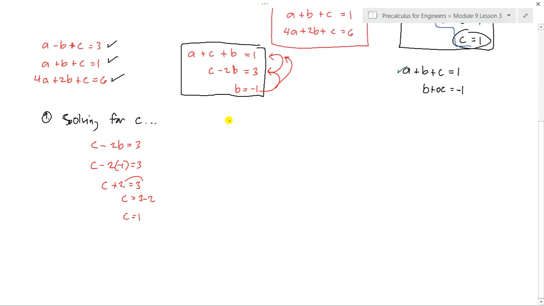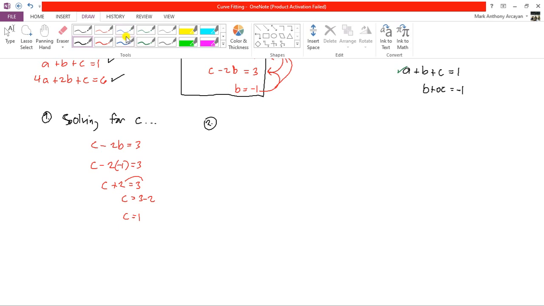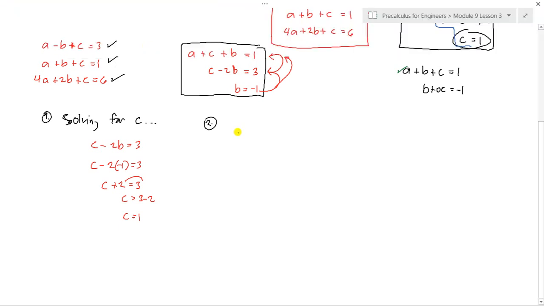By going to equation 1 so that we can solve for a, we need to substitute the value of c and b. So, in equation 1 we have a plus c plus b is equal to 1. So, we have a, c is 1, then b is negative 1, is equal to 1. So 1 minus 1 is 0, right? So a is equal to 1.